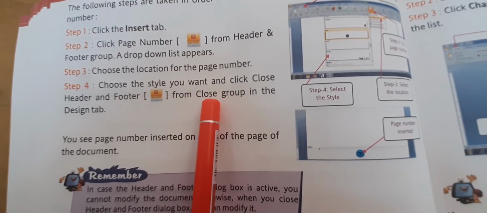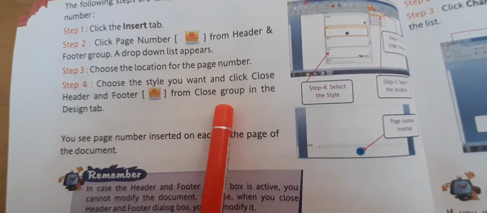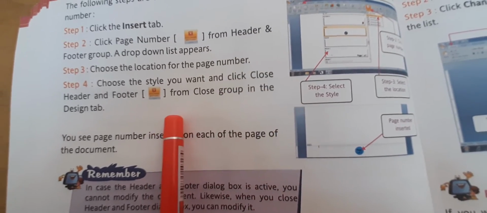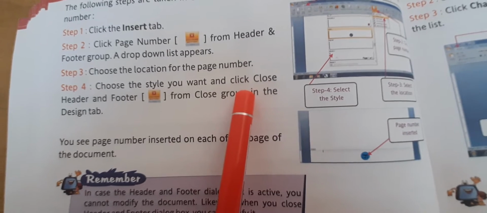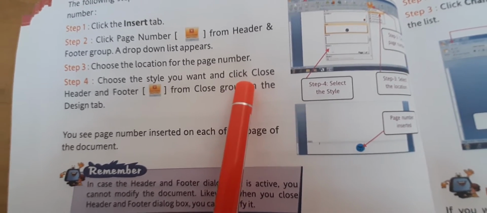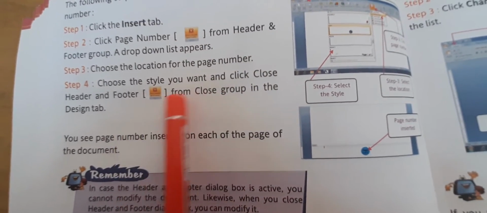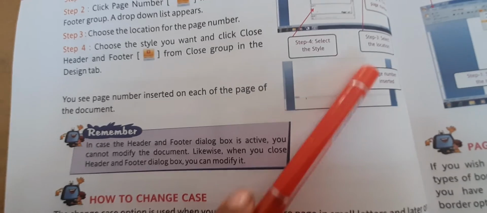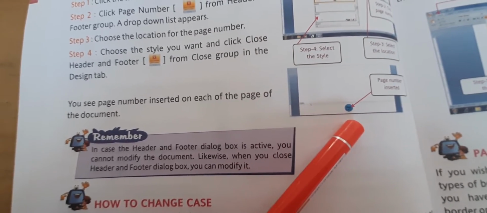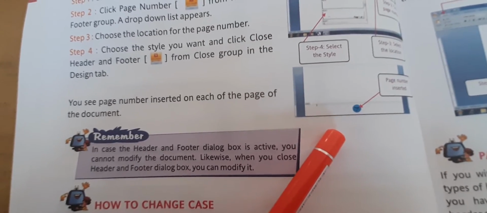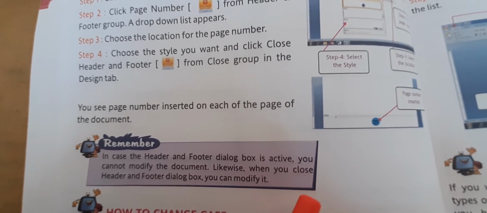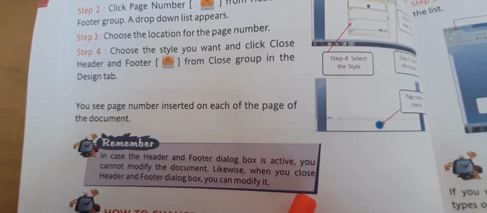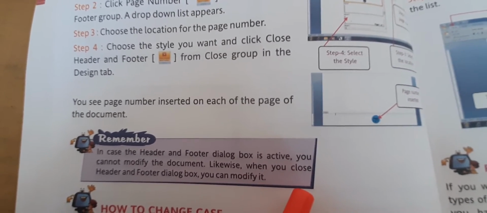Choose the style you want and click Close Header and Footer from the Close group in the Design tab. Means the style in which you want your page number, that you will choose, and then you will close the header and footer group. You see the page number inserted on each page of the document, means the page number will be appearing on each page of the document.